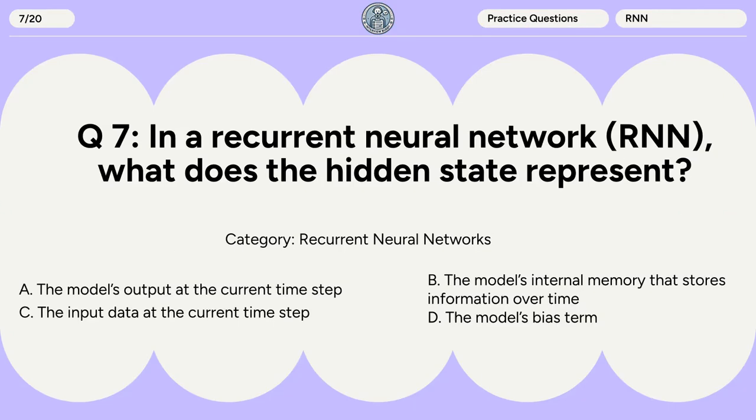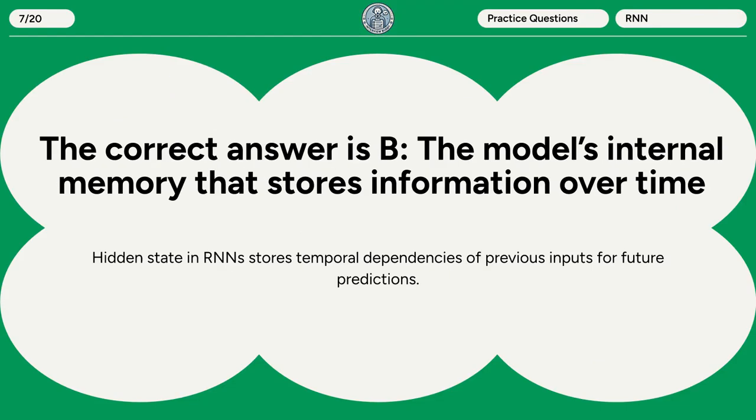Question 7. In a recurrent neural network, what does the hidden state represent? A. The model's output at the current time step. B. The model's internal memory that stores information over time. C. The input data at the current time step. D. The model's bias term. The correct answer is B. The model's internal memory that stores information over time. Hidden state in RNNs stores temporal dependencies of previous inputs for future predictions.